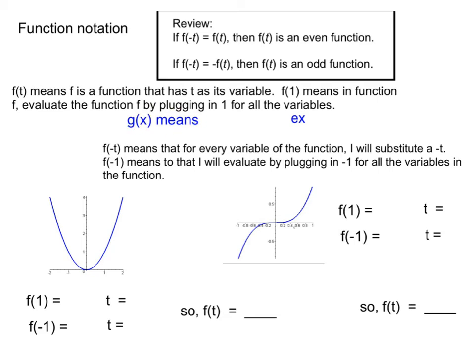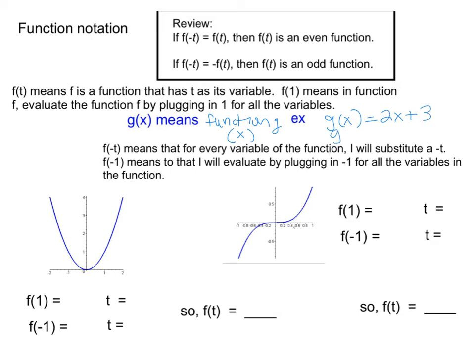All right, so this in blue, g of x means the function is called g, and so this is function g, that's its name, and the variable used in the function is x. So for instance, g of x is equal to 2x plus 3.